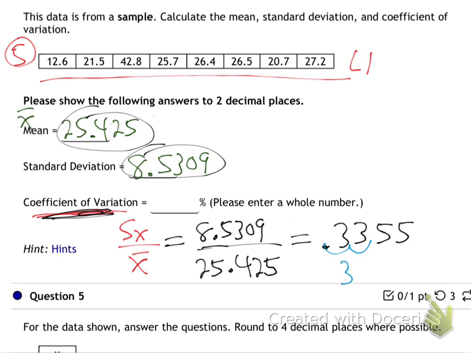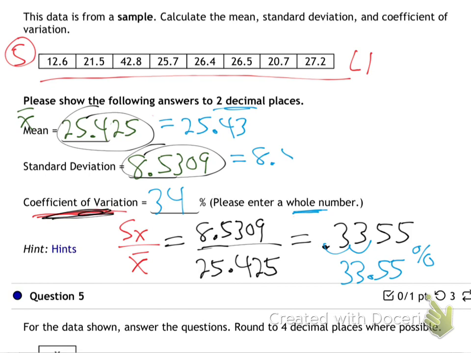Two places, you know quite well. 33.55%. Now round that to a whole number percentage. What would that be? 34%, huh? Now for these other numbers, they want them rounded to two places. So this should be 25.43, and this should be 8.53.